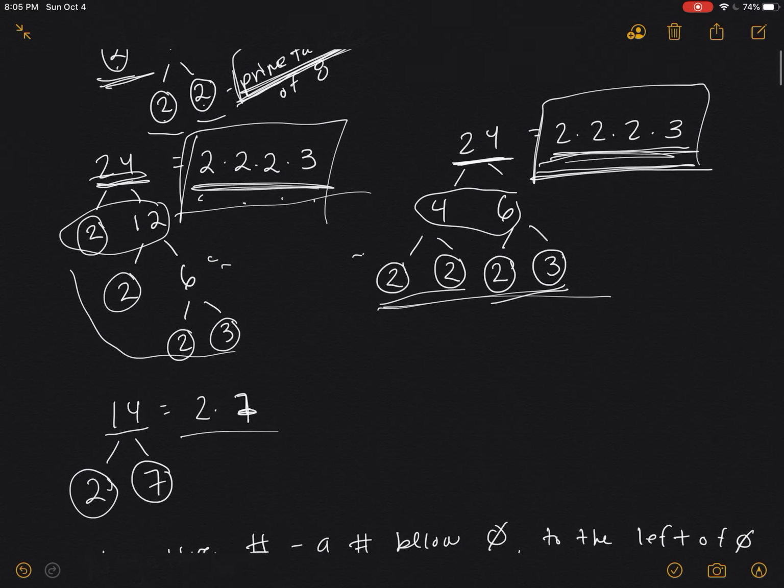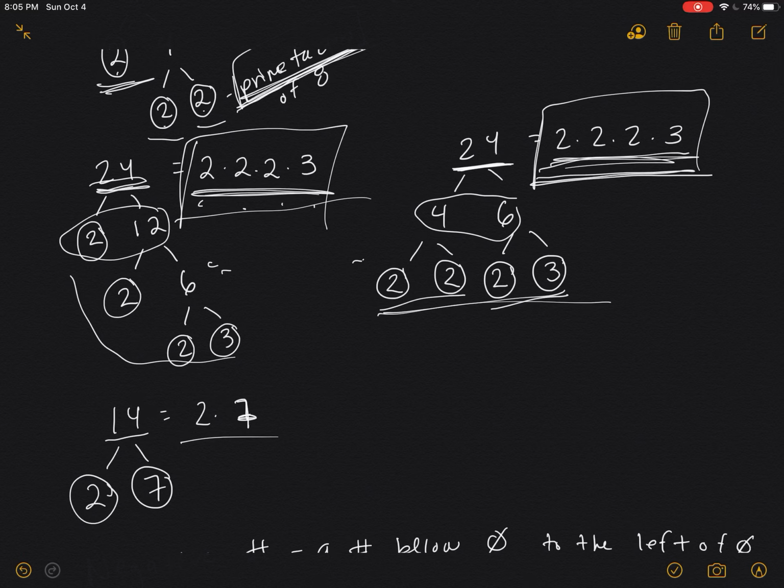Okay, and I just did another example, 14, a really simple one where it just so happens that the only factors of 14 happen to just be prime factors. I can't break down 2 or 7 anymore.